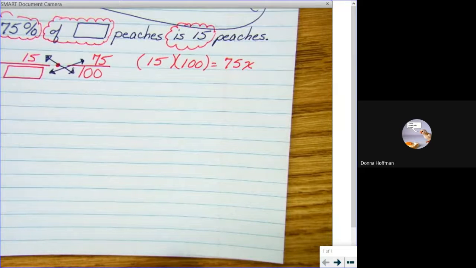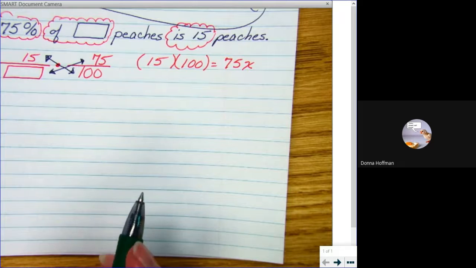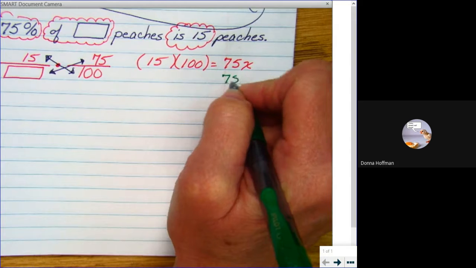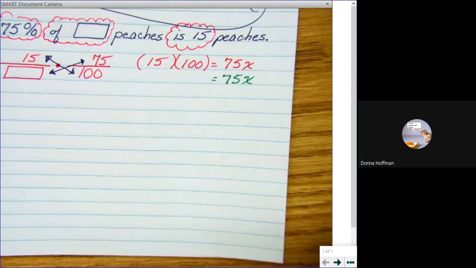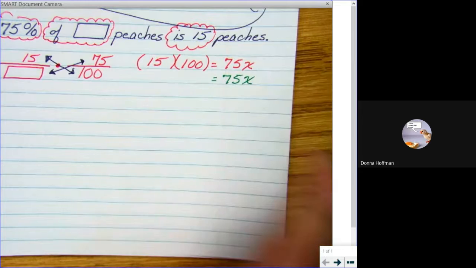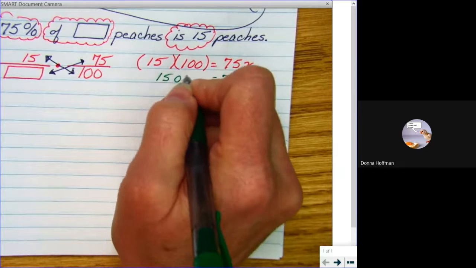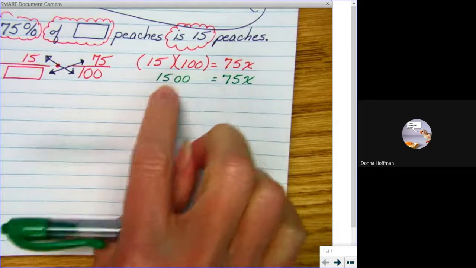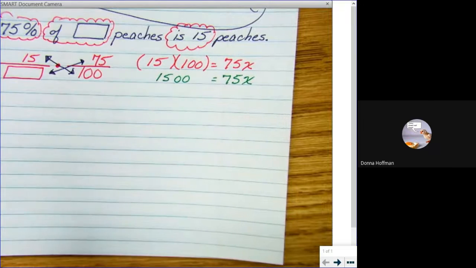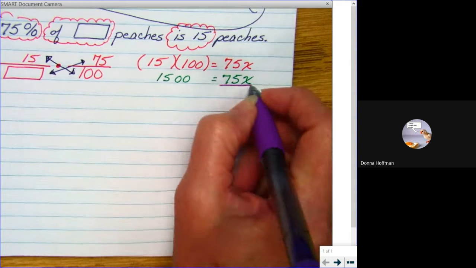Okay, Jay, when I get to this point right here, can you tell me what I have to do now? You're right. I bring the 75 down because I don't do anything with it yet. And then what? 15, and then add those two zeros to get 1,500, because 15 times 100 is 1,500. Now what? I put the division symbol under both. Good girl.